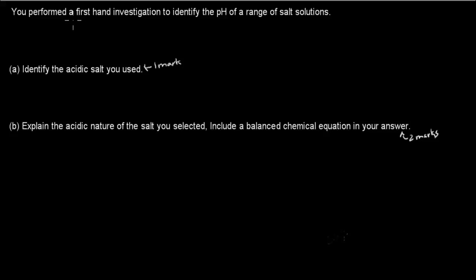The question says: you perform the first standard investigation to identify the pH of a range of salts. A. Identify the acidic salt you used, worth 1 mark. And B. Explain the acidic nature of the salt you selected. Include a balanced chemical equation in your answer, worth 2 marks. So when you're ready, press pause and attempt the question.